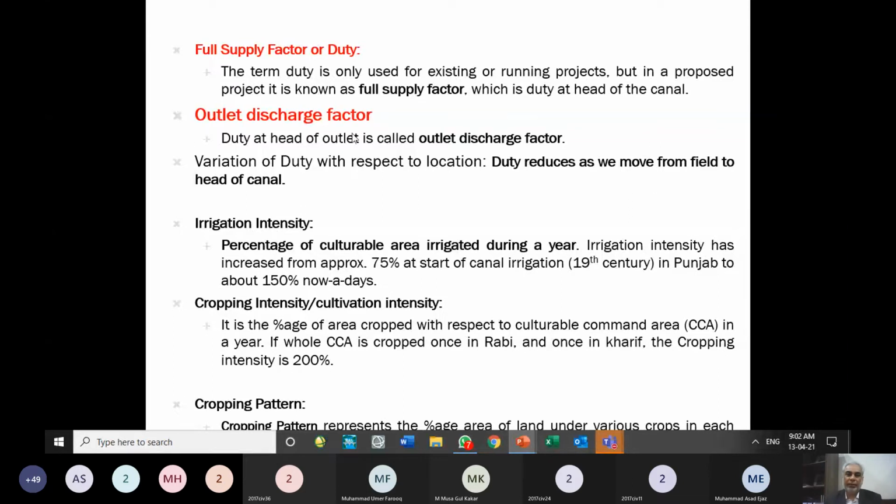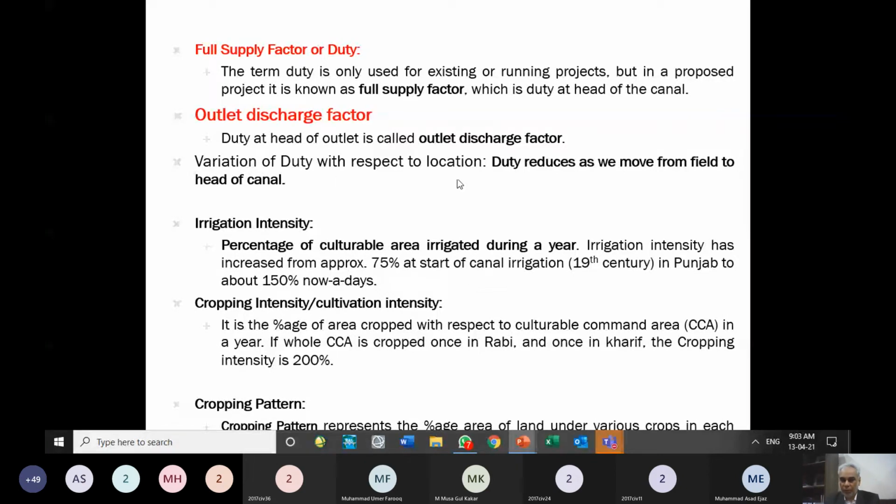Because it is different at different locations, people use different names for this. For example, duty at the head regulator is sometimes called the full supply factor. We call this duty the full supply factor. Duty at the head regulator is called the full supply factor, and the duty at the outlet of the canal is called the outlet discharge factor. These are other terms for the same thing, duty at different locations.